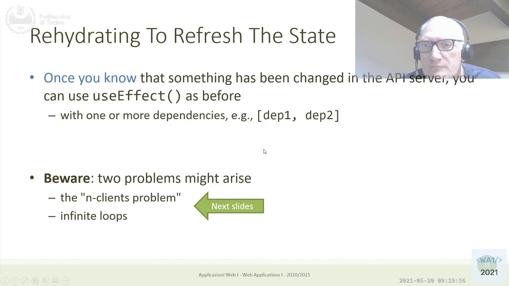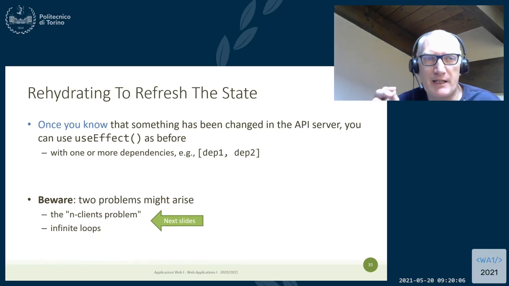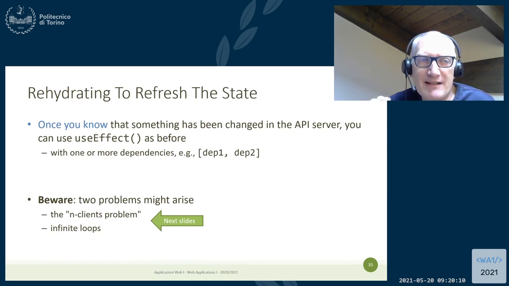But every time we are doing that, we know that since we are loading the initial state at the beginning of the mount time of the component, that state may change on the server without the client knowing that. The client doesn't know that. Okay?